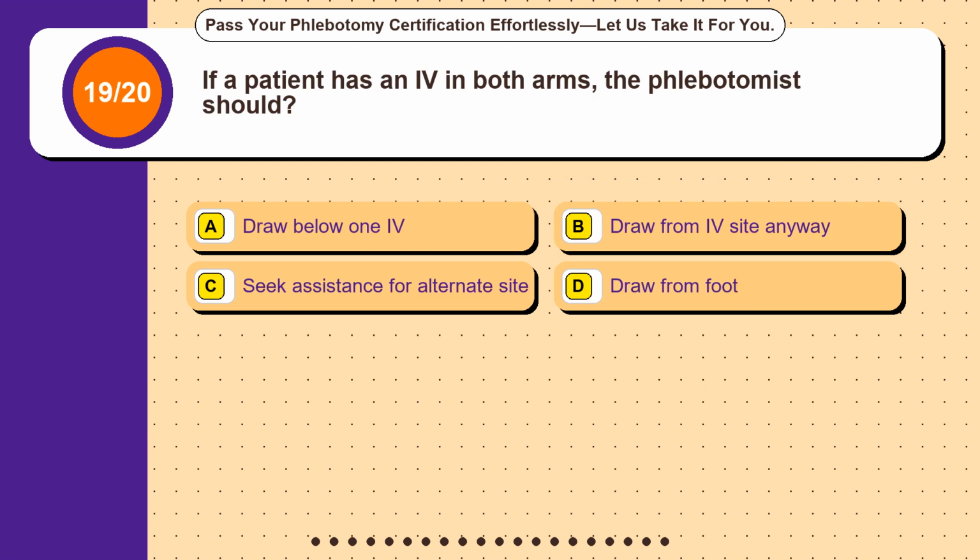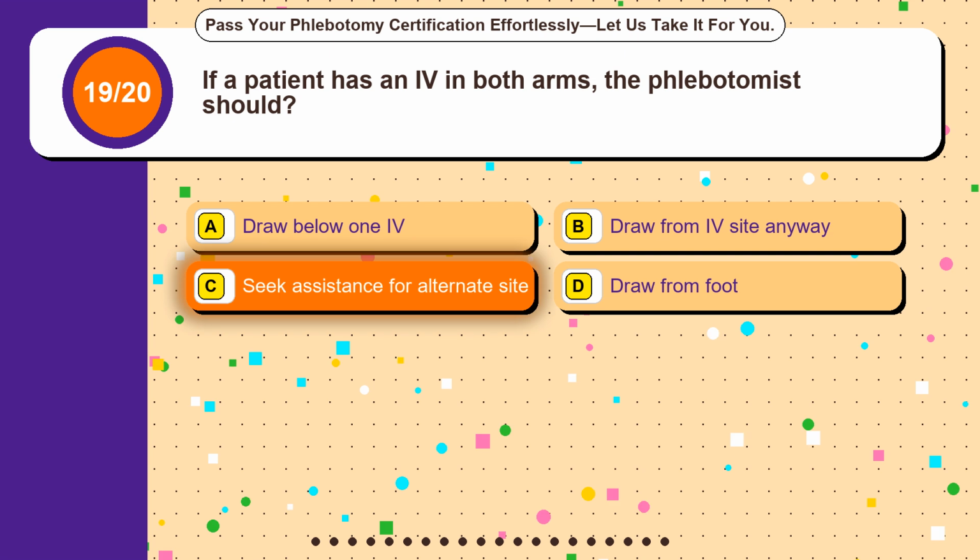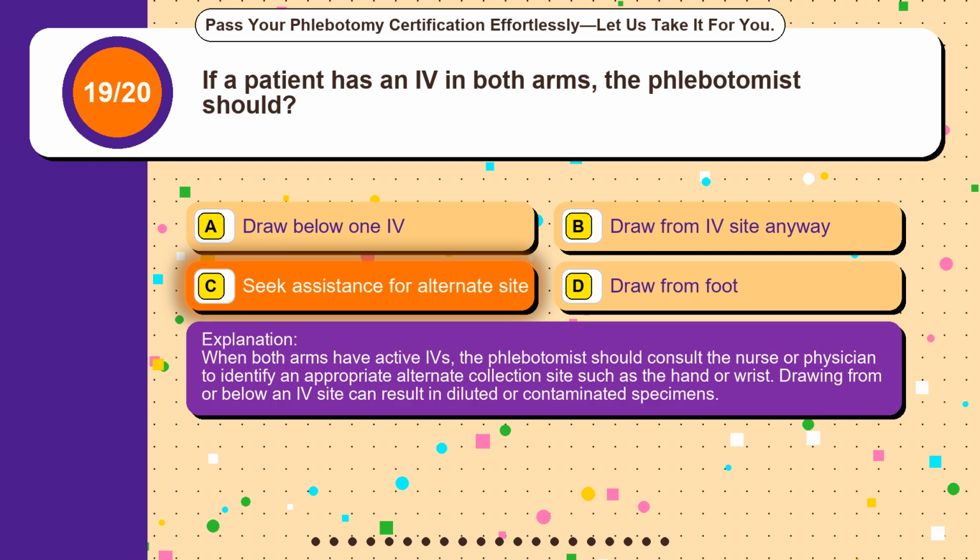Question 19. If a patient has an IV in both arms, the phlebotomist should: Option A, draw below the IV. Option B, draw from the IV site anyway. Option C, seek assistance for alternate site. Option D, draw from foot. The correct answer is option C, seek assistance for alternate site. When both arms have active IVs, the phlebotomist should consult the nurse or physician to identify an appropriate alternate collection site such as the hand or wrist. Drawing from or below an IV site can result in diluted or contaminated specimens.